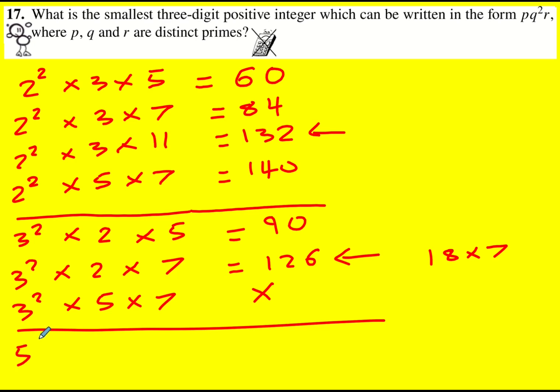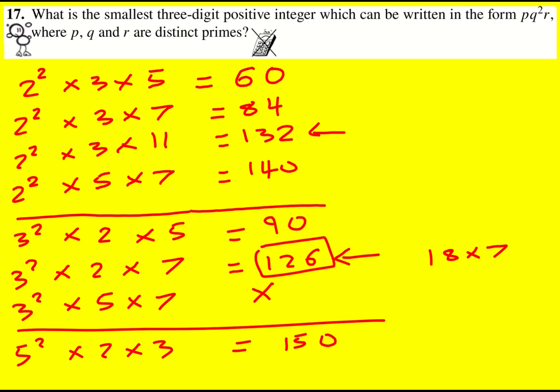That leaves me 5 squared. So if I go with 5 squared times 2 times 3, that's the smallest that it could be. I'm going to get 25 times 2, 50. I'm going to get 150. And so I can see I found the smallest one. It's got to be 126.